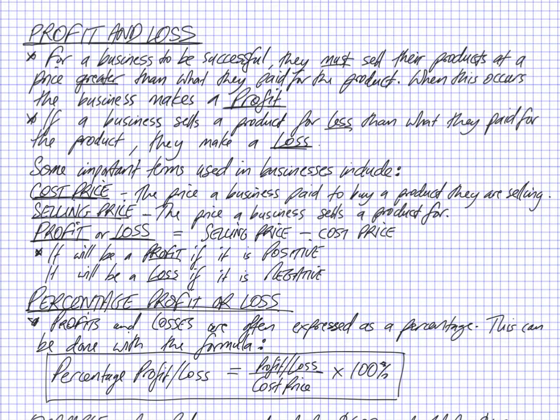So to make sure that your business is running, you need to make sure that you sell those things for more than you paid for them to get them into your shop. That'll ensure that you make a profit. Okay? Now, if a business sells a product for less than what they paid for the product, they're going to make a loss instead, otherwise known as a negative profit.